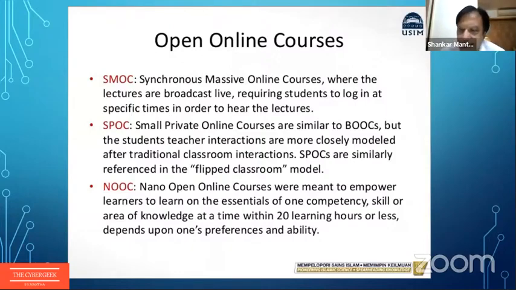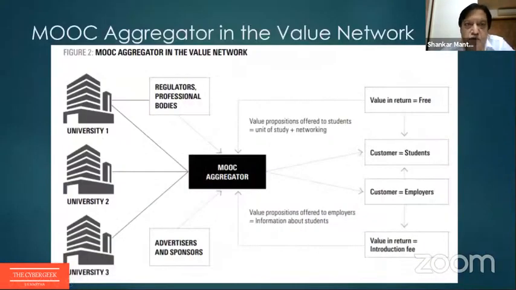Then you will start having a question answer session, which is interactive, and so on. So all that constitutes MOOCs. Then you have a MOOCs aggregator in the value network. So there are regulations on one side, there are universities or institutions on the other side, there are advertisers and sponsors on the third side, and so on.